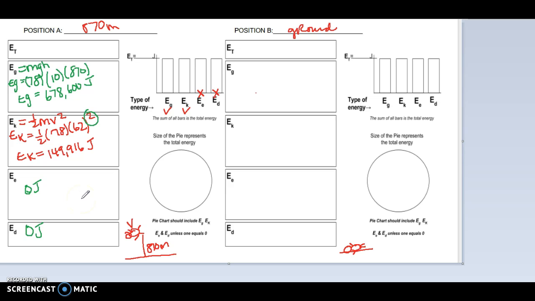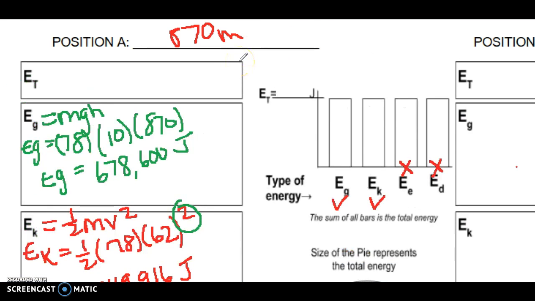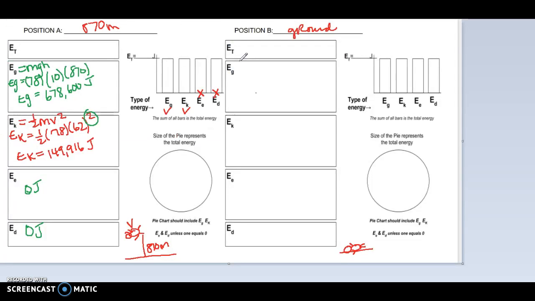Okay. All right. Now I see all these energies. So now if I add them all up, I can get the total. So I've got 678,600 plus 149,916. Okay. Is going to... whoa, that was really bad. Hold on. Okay. I guess it'll have to be like that.